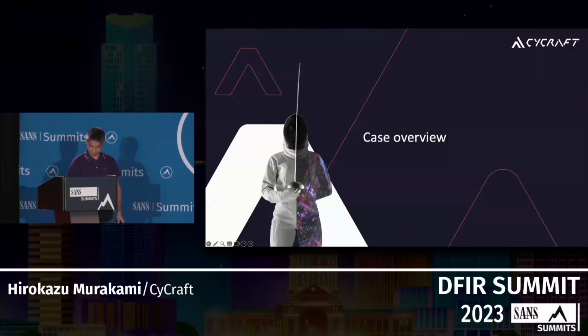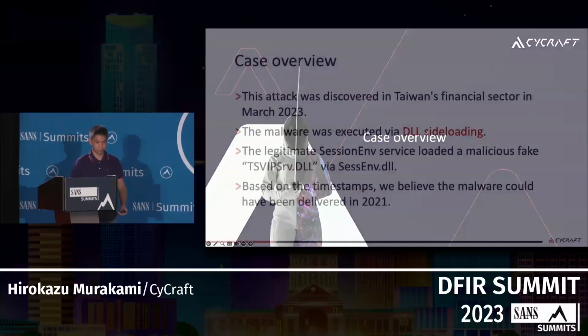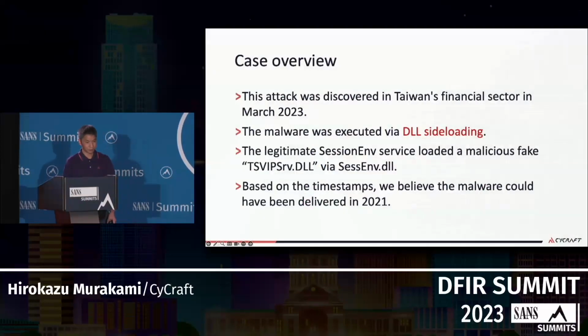Case overview. This attack was discovered in Taiwan's financial sector in March 2023. The financial sector is an attractive target for attackers. However, this cyber attack is expected to have been conducted in other sectors as well.